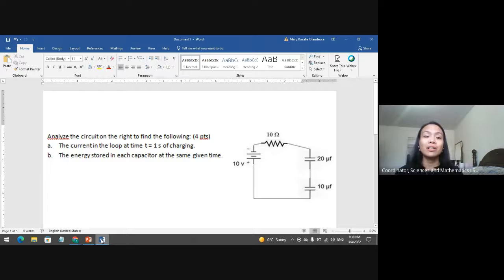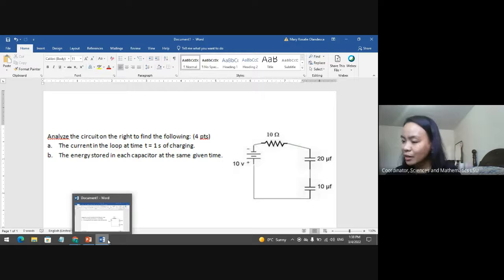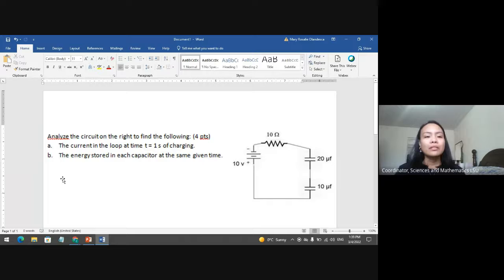So is my screen there? Maybe I'm not sharing again my screen. Okay, it's there. Okay, so you are given an RC circuit. So we have our voltage source, our resistor, and our two capacitors. Now you are asked for the current in the loop at time 1 second of charging. And you are also asked for the energy stored in each capacitor at that given time. Okay, so take a screenshot again of our problem so that later when we solve, you can glance at it. All right, because I will be sharing again my notes with you.